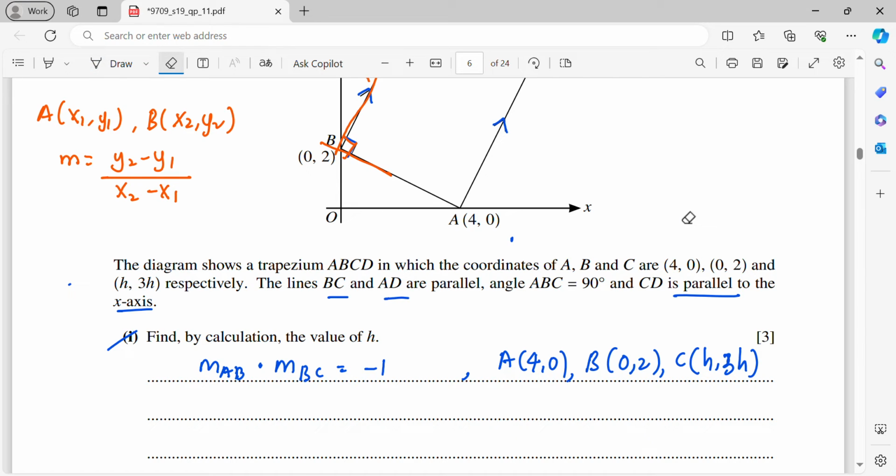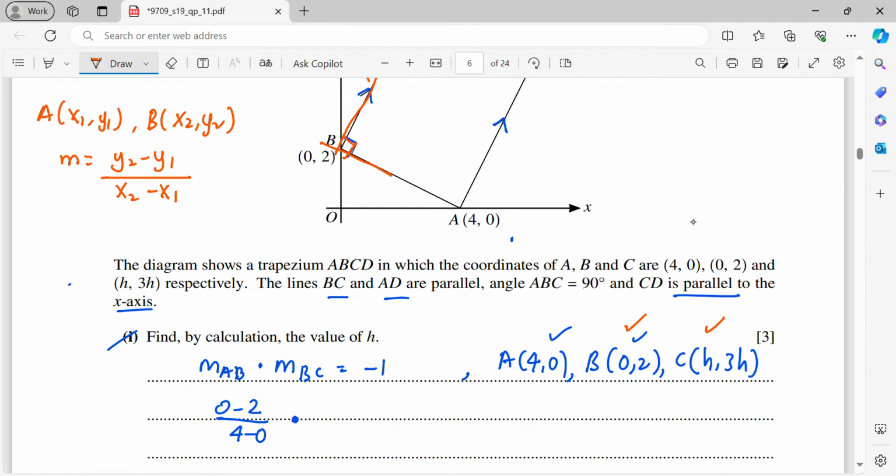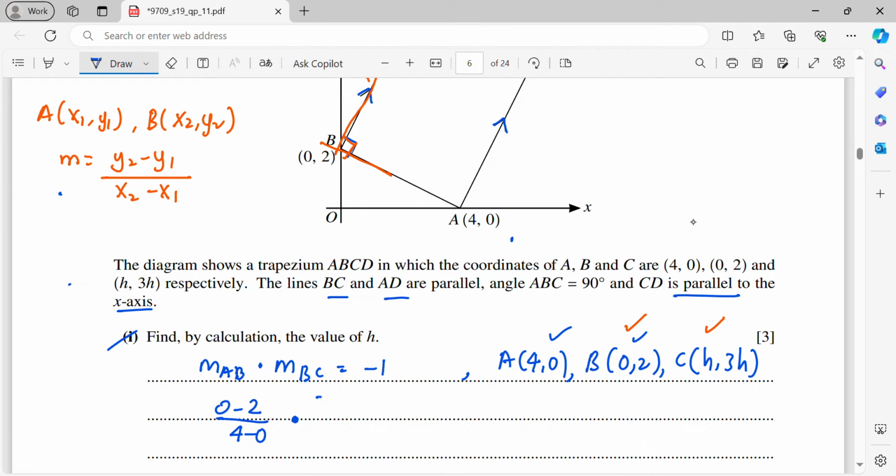Okay, so now use the gradient formula. So MAB, use these 2 points. My y is 0 minus 2, the difference of the y, then over 4 minus 0. You multiply with BC. So now you refer to these 2 points. Right, again, the change in the y, that means I can say 3h minus 2 over change in the x, so h minus 0, that is minus 1.